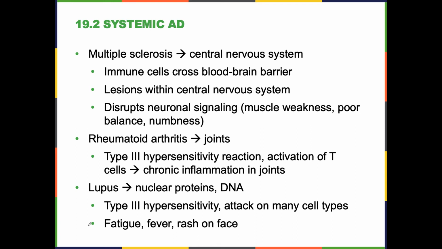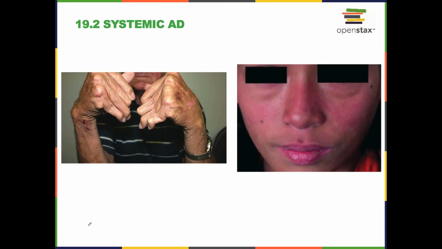Fever, and then this characteristic rash on the face. I don't know how well this shows up here. I think you see it in your book as well, but they call it a butterfly rash, where it rashes like this. But it's also sometimes called a wolf mask, and that's where the name lupus comes from.